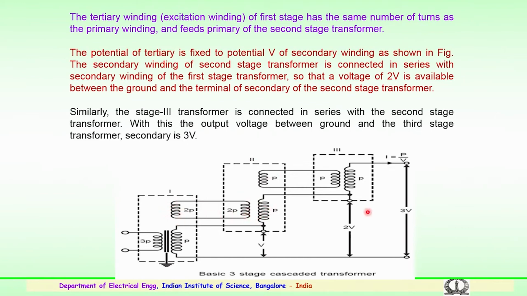So, the output voltage of 2 V is available between the ground and the second voltage terminal. So, this is the second stage.